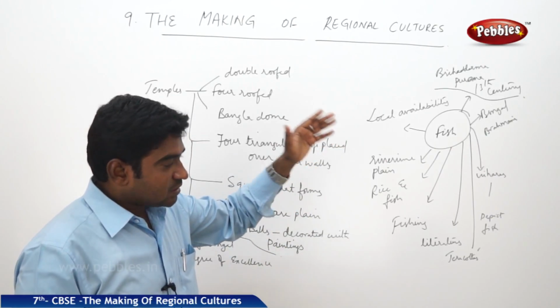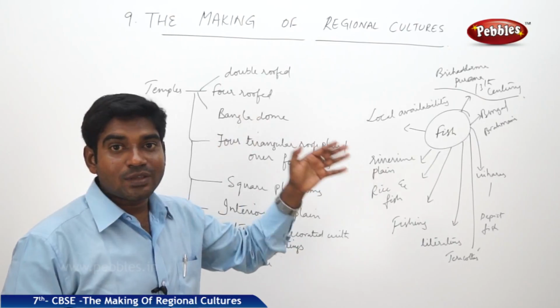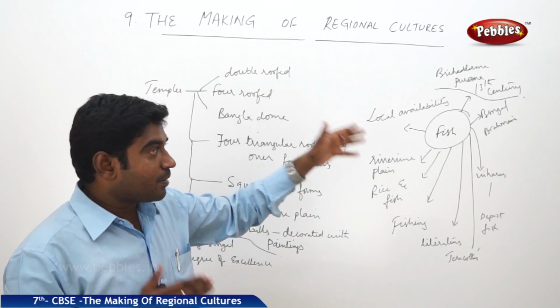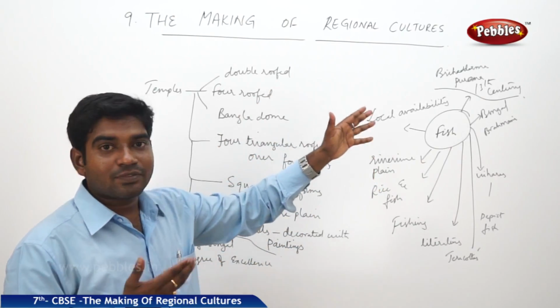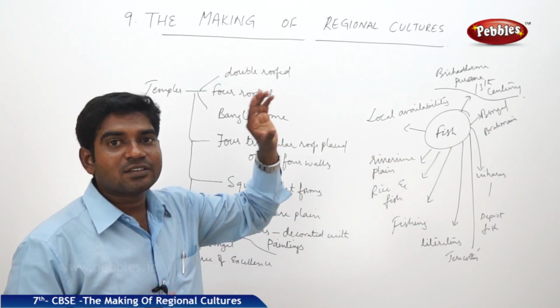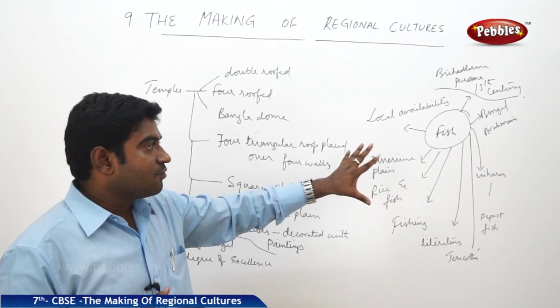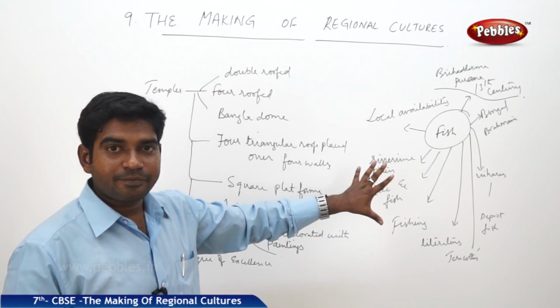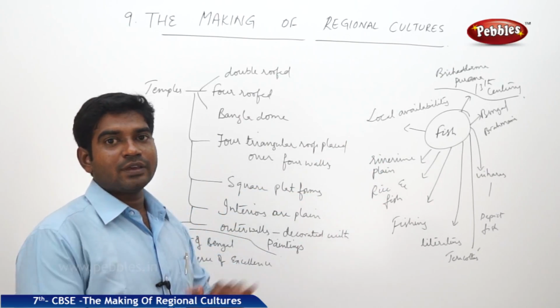So fish, though it is a non-veg item, for the Bengal Brahmins, according to the Brihadharma Purana of the 13th century, they are exempted to have it and they are still considered Brahmins. That's how fish has become a common food for everyone. That's all we have in this.